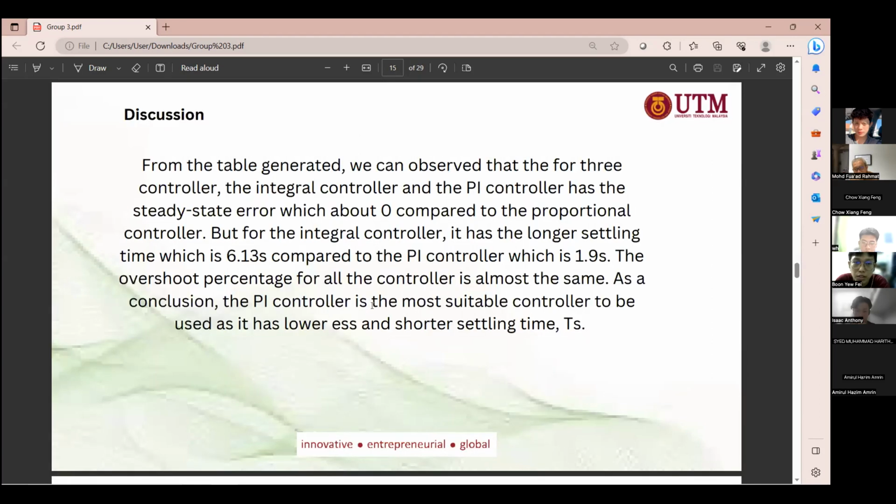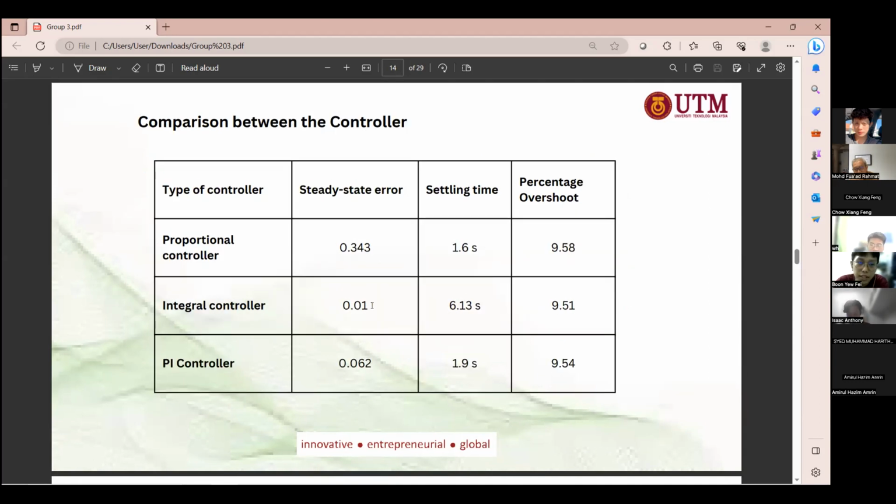So yes, the discussion, we can see from the comparison between the 3 controllers, which you can refer to the previous table, that the integral controller and the PI controller have low steady state error, but the integral controller has the highest settling time. So in conclusion, we use a PI controller is more suitable because it gives less steady state error and a lower settling time. Where is the graph?